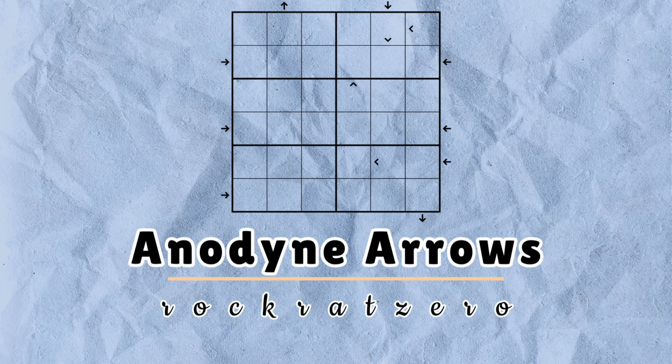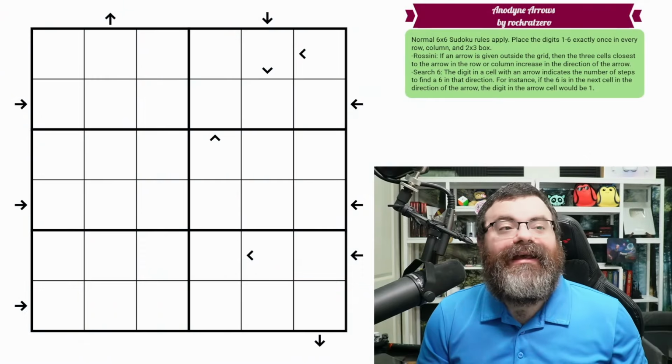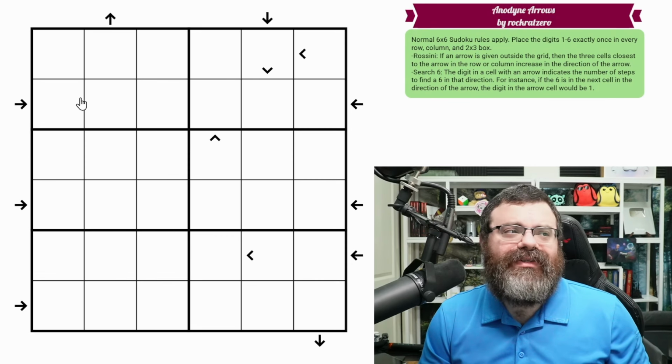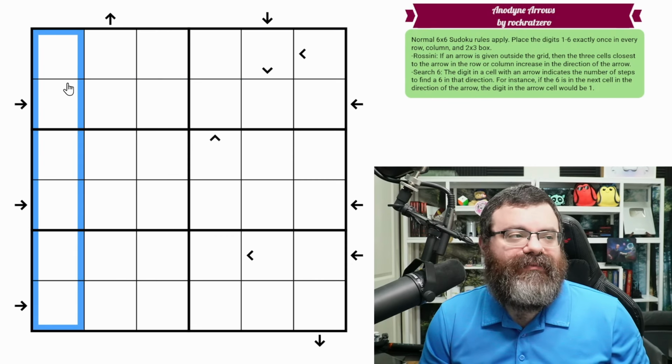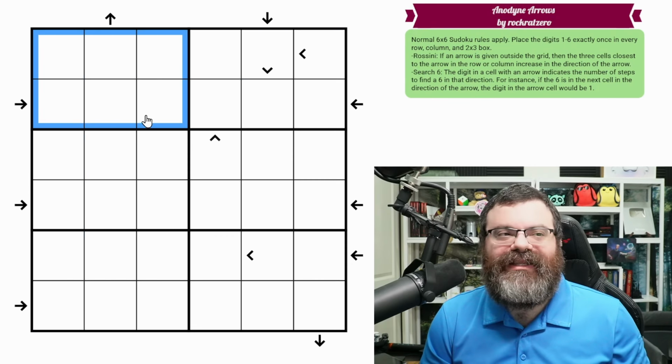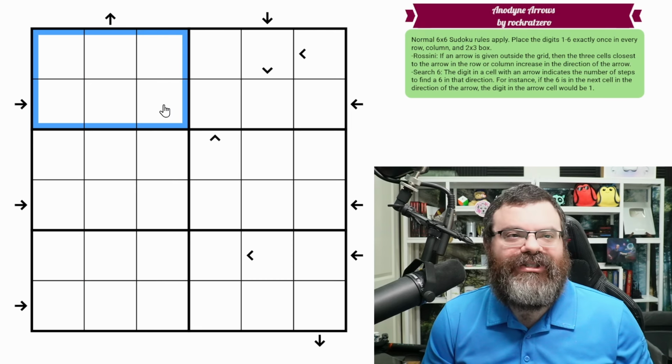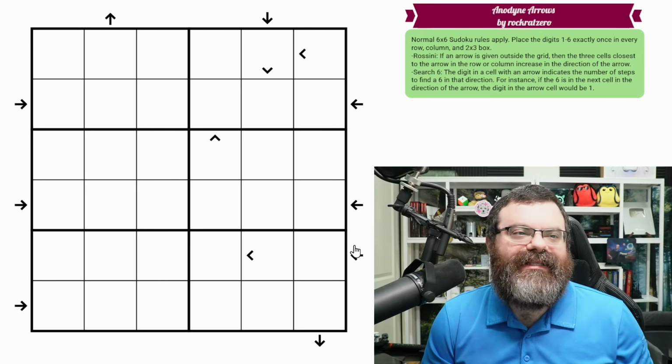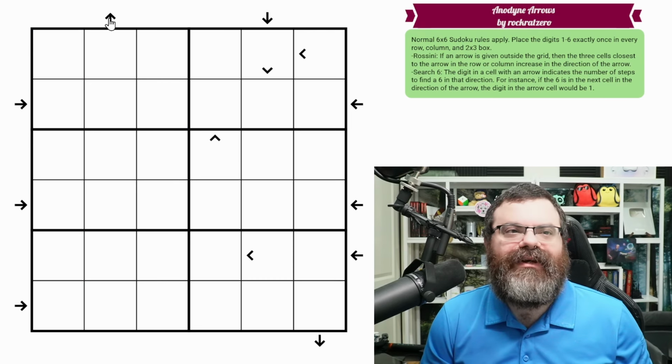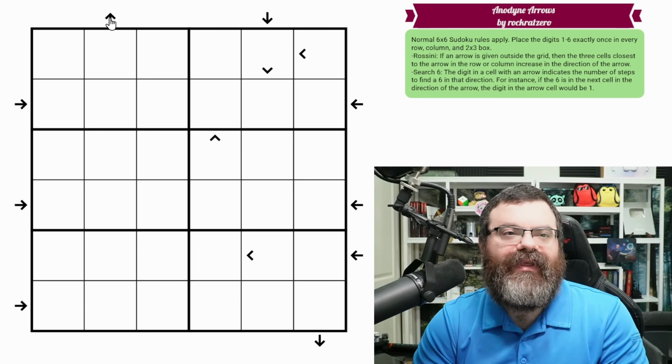Hello, let's continue our Sudoku adventure with Anodyne Arrows by rockratzero. So we have normal 6x6 Sudoku rules, so in each row, each column, and each 2x3 box, we are placing the digits 1 to 6 exactly once each. We also have kind of two different kinds of arrows in the grid. So the ones that are outside the grid are Rossini arrows.